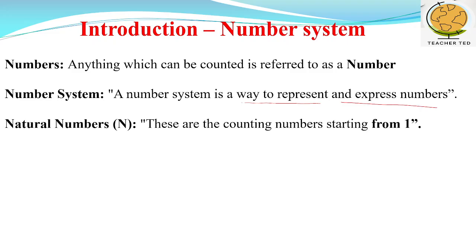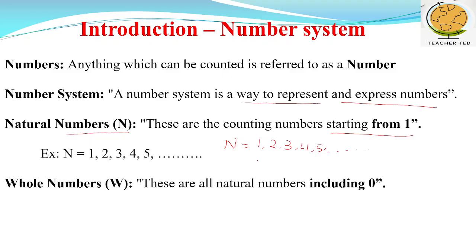Coming to the classification of numbers, initially the basic classification of number is the natural number. These are the counting numbers which start from 1. So we can write like this: natural numbers start from 1, 1, 2, 3, 4, 5, etc. are referred to as natural numbers.